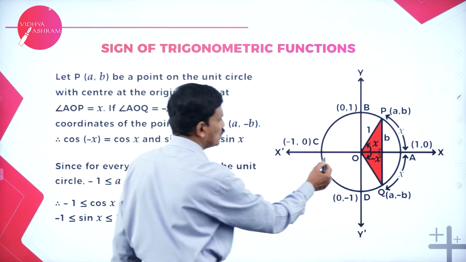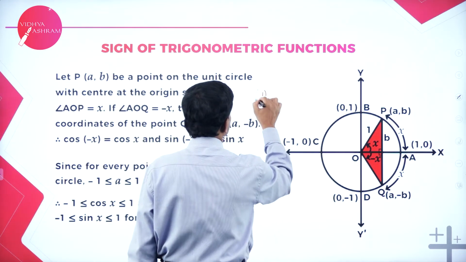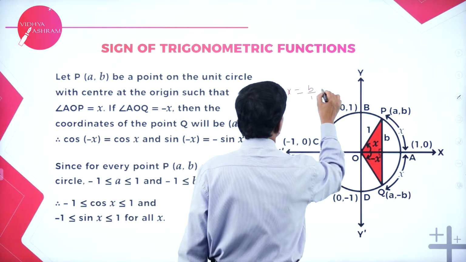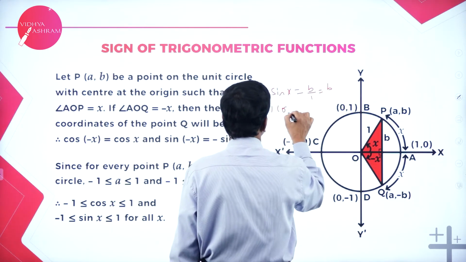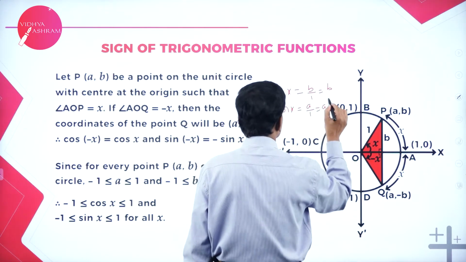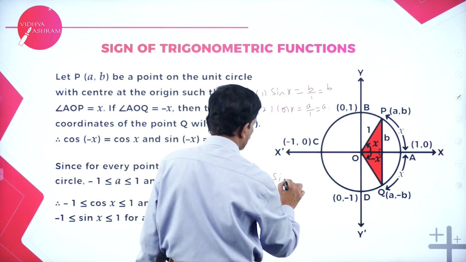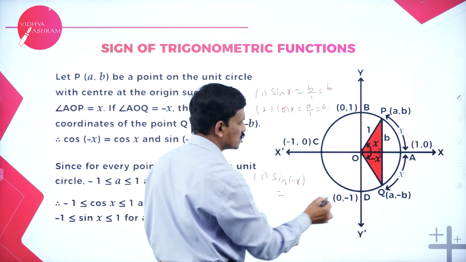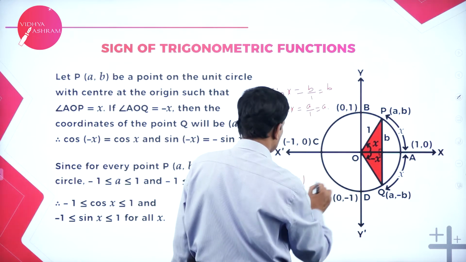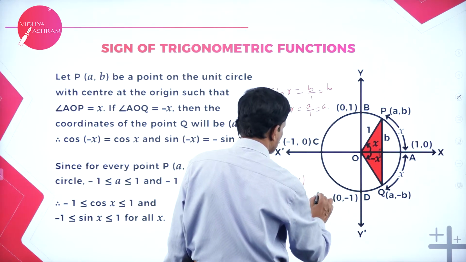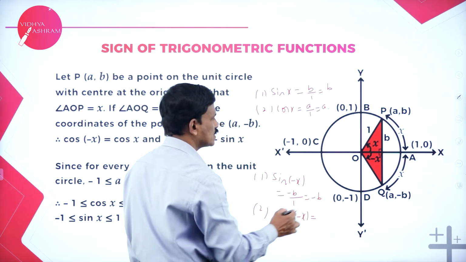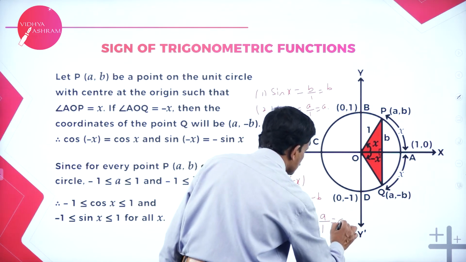Now here from this diagram I can write the value of first sin x. Sin x is equal to opposite by hypotenuse, that is b by 1, which is equal to b. Similarly, cos x is nothing but a by 1, which is equal to a. For sin of minus x, for this triangle, sin of minus x is equal to minus b divided by 1, that's equal to minus b. Similarly, cos of minus x is equal to a divided by 1, which is equal to a.